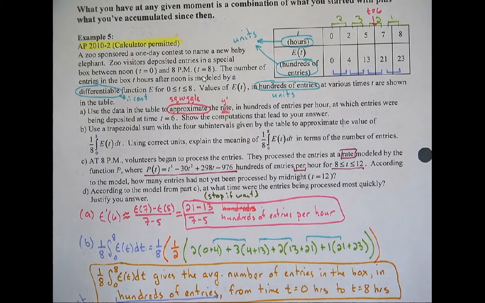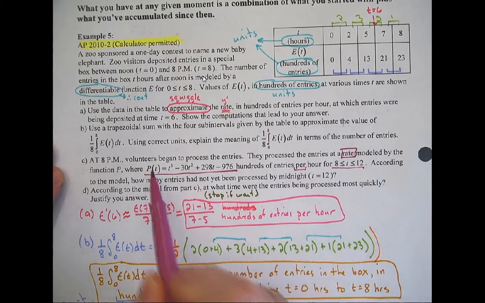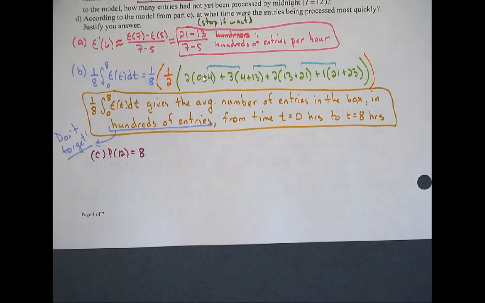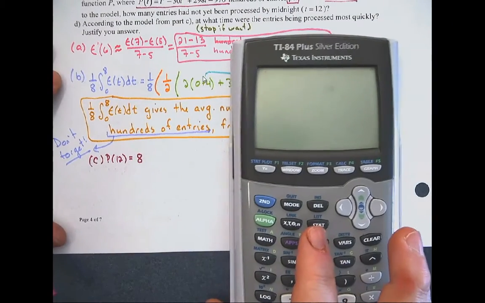According to the model, how many entries had not yet been processed by midnight? So my first instinct was to plug in P of 12. I typed it into my calculator and I got 8. That was my first guess. Well, wait a minute, what would that mean? Wait, did I get 8? Let me double check that.